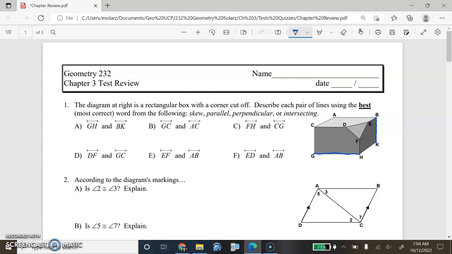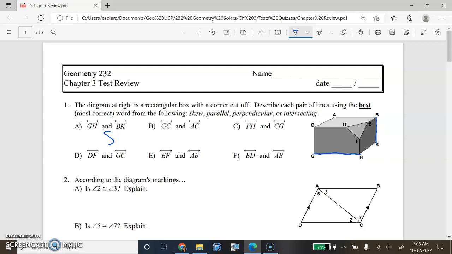So then the next question is, are they going the same direction or different directions? They are going different directions, so that makes these skew. So different planes, different directions, they're never going to intersect, so those are skew lines.